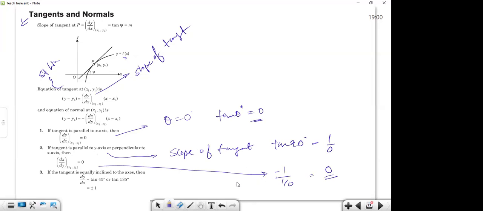Is this clear to you? Is this clear? And if the tangent is equally inclined, the slope comes out as plus minus 1. So this is about tangents and normals.